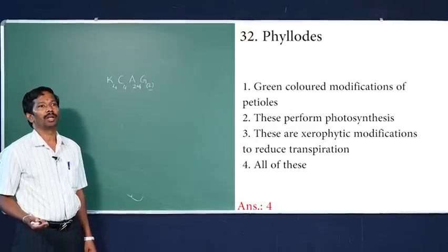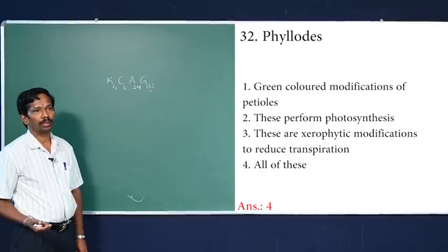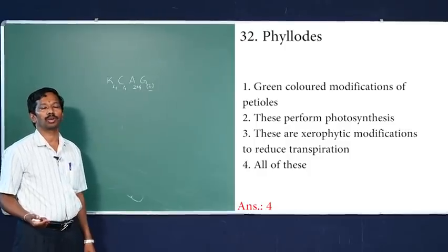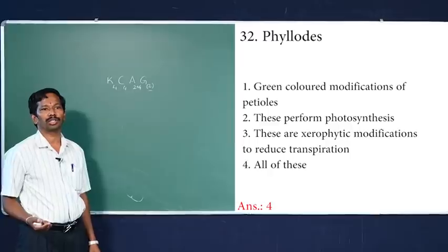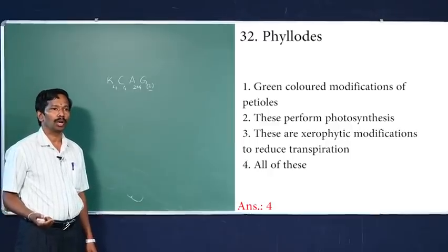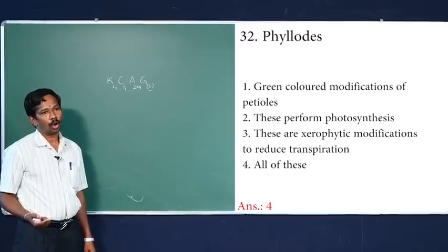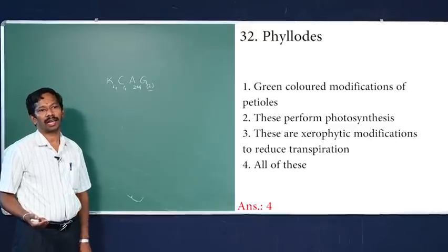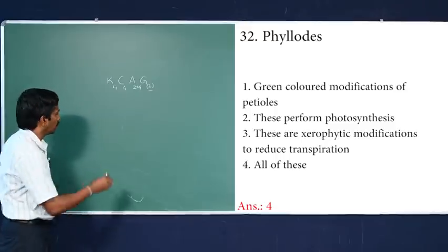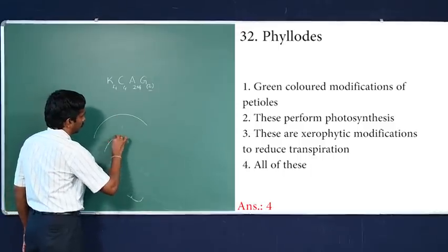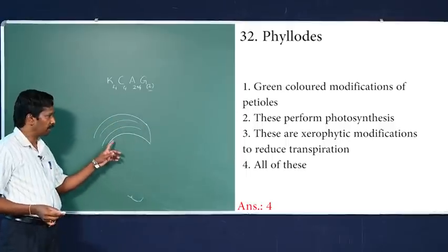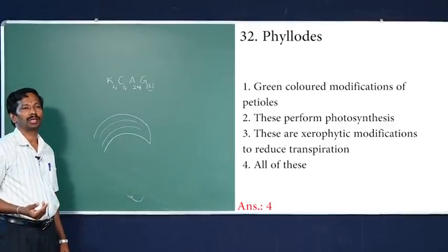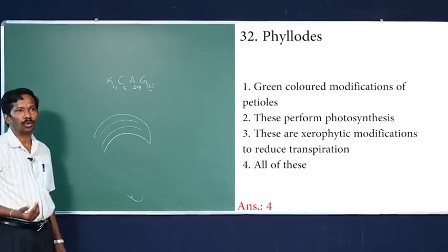Answer is 1. Phyllodes: option number 1, green colored modification of petiole. Second option, these perform photosynthesis. Third option, these are xerophytic modification to reduce transpiration. And fourth option, all these. Yes, it is option 4, all these. This is the characteristic feature found in acacia, where the leafy structure is actually not a leaf but an expansion of petiole. Hence it is a xerophytic feature in acacia. Answer hence is 4 for 32.